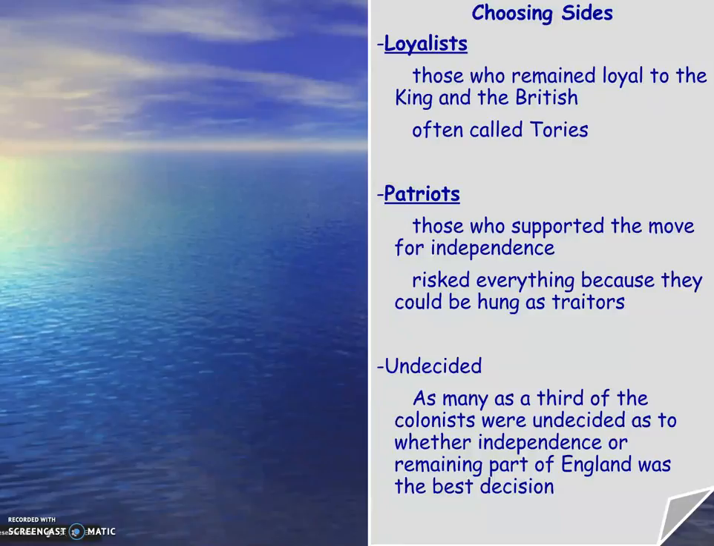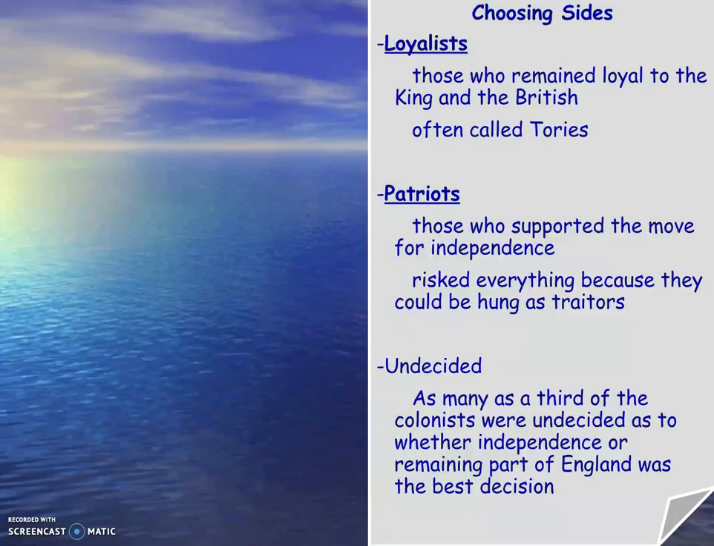So basically, this is saying that a government that doesn't protect its people's rights is going to lose its right to rule. You've got three groups in the colonies at this point in time. You have those that we call loyalists or Tories. These are people who remained loyal to Great Britain and the king. Then you had patriots. These are people who wanted to be independent.